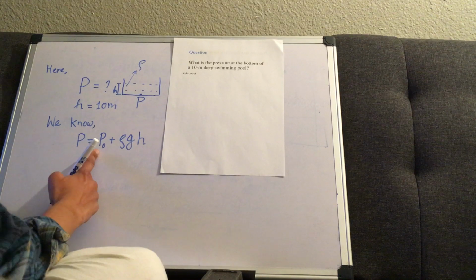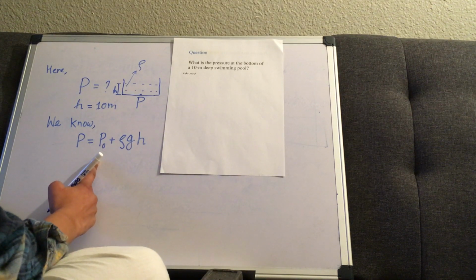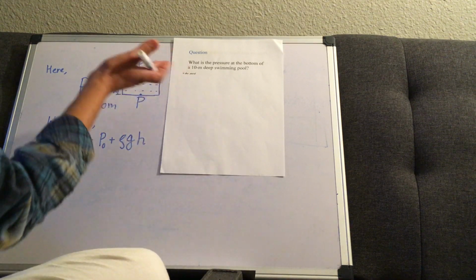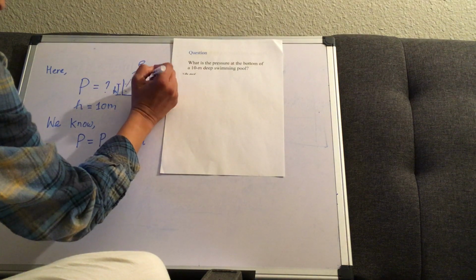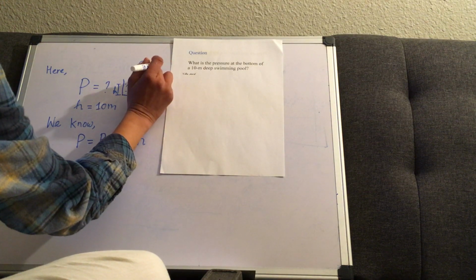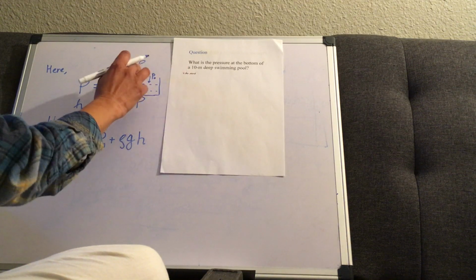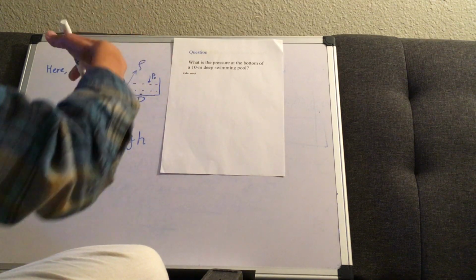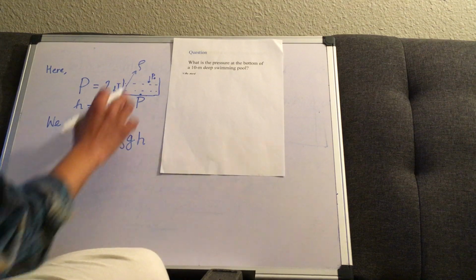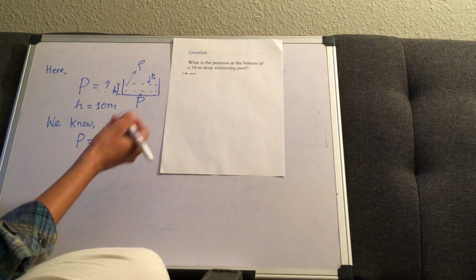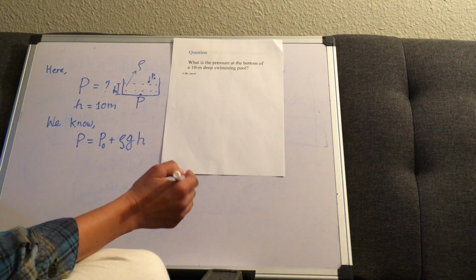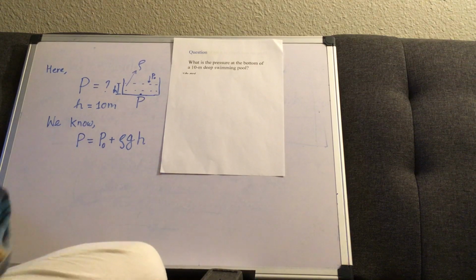I'm writing this P naught. What is this P naught? Well, in a swimming pool also, there is air on the top, so there is a P naught here. The atmosphere is pressing on it. So basically we have that pressure P naught, which is about 1 atm, right? Okay, so we have this.